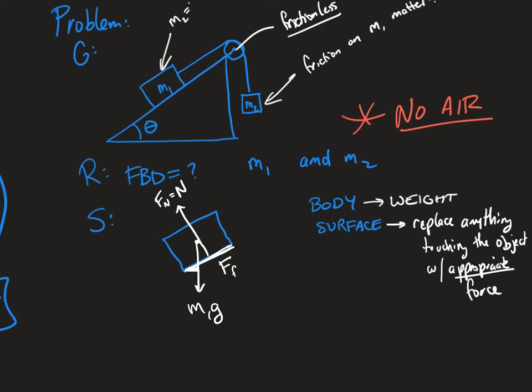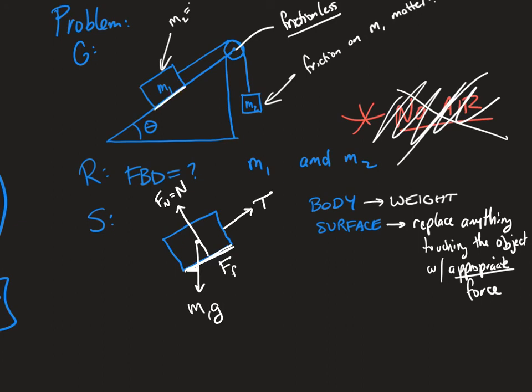Anything else touching the box? Well, we've got air, which I'm going to assume there's no air. Okay, no air. And then we've got the tension of this rope. Okay, so we replaced the rope with the tension. We replaced the bottom with friction and normal force, and that's everything that's touching it. Perfect. Perfect, I tell you. Okay?